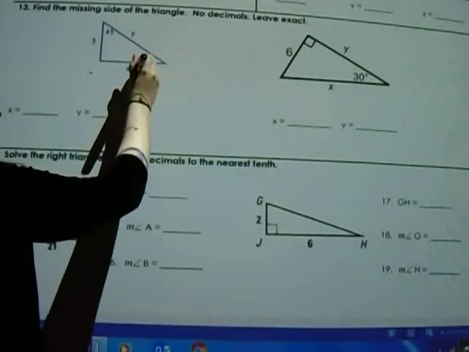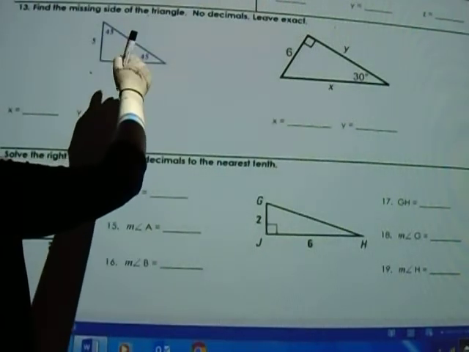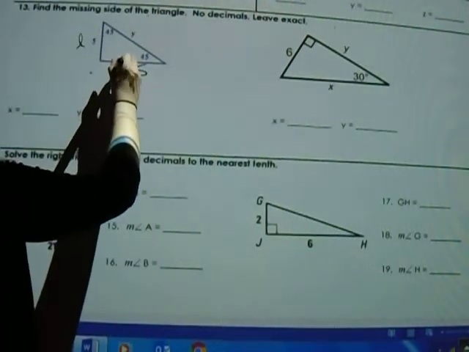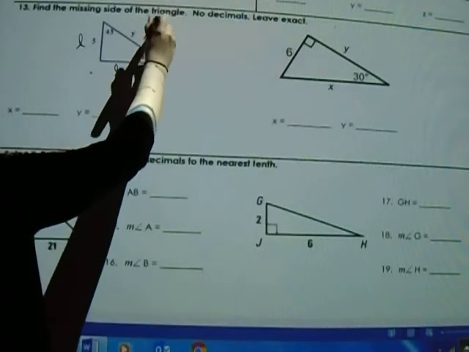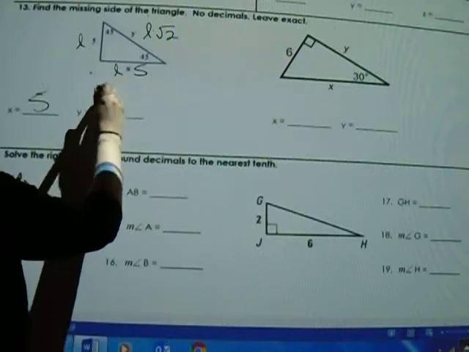All right, number 13. Find the missing side of the triangle. No decimals. Leave it exact. This is our special right triangles, right? This is a leg, this is a leg, so this is 5, right? These are equal to each other. So this is L, and this would be L, and this is L times root 2. So x equals 5, and y equals 5 root 2, right?